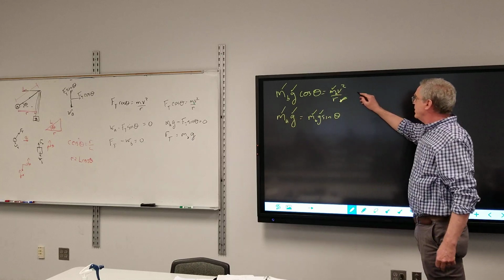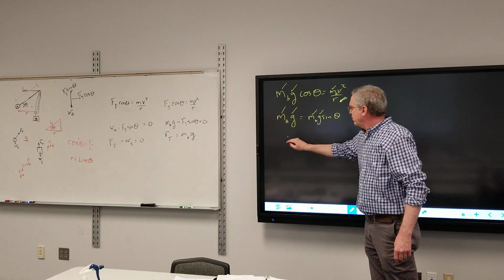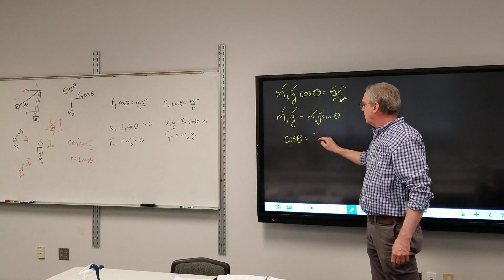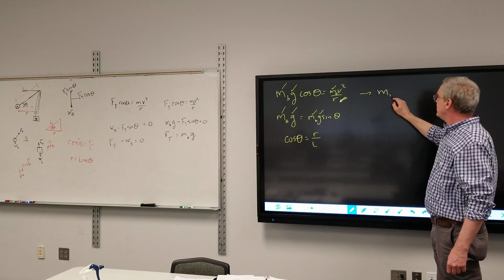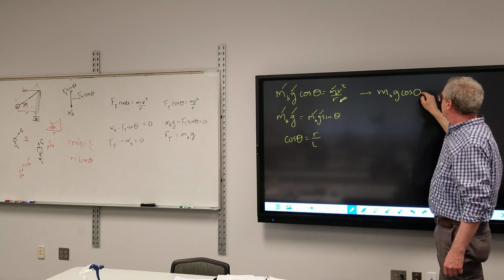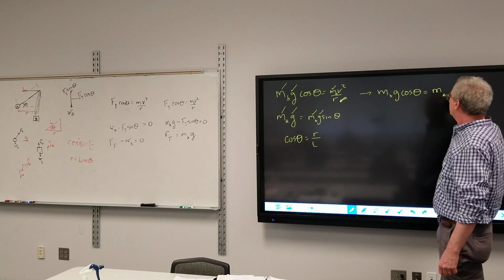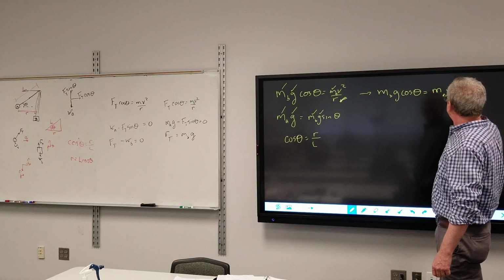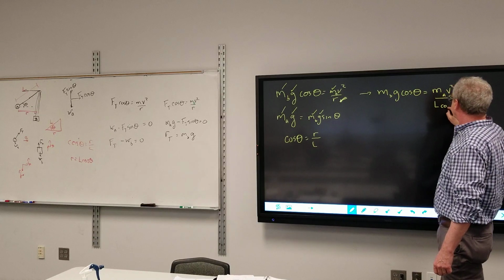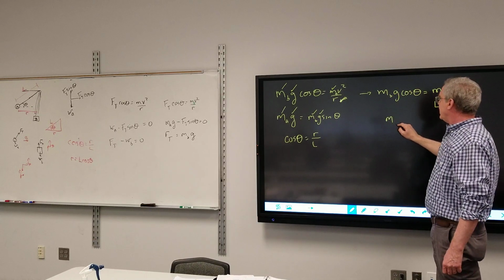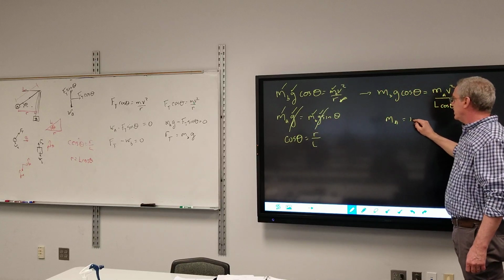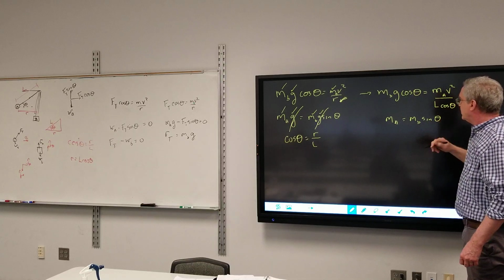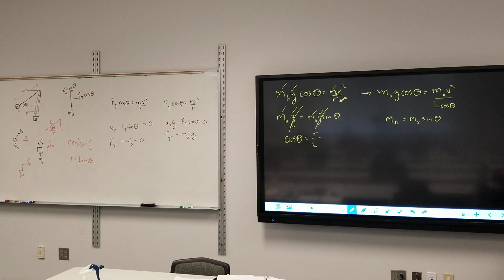So let me write that in there, that cosine of theta is equal to R over L. If I solve for R, I can plug into here, so this equation now becomes m_B g cosine theta is equal to m_A v squared over L cosine theta. And then my g's cancel out there. So m_A is equal to m_B sine theta. Now what?